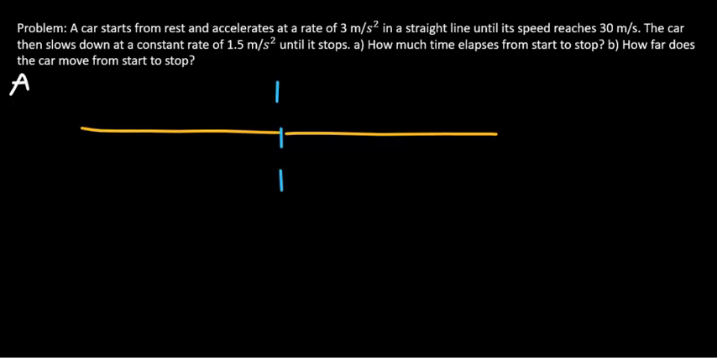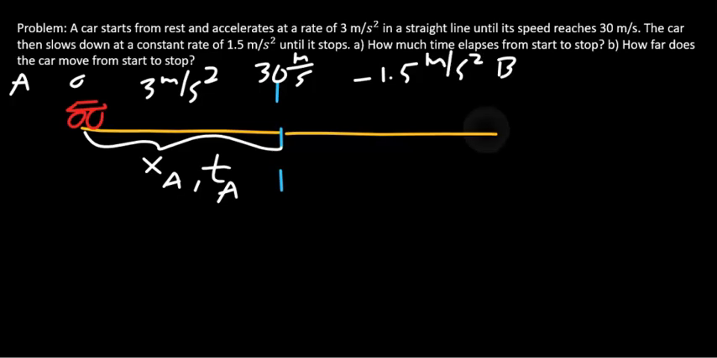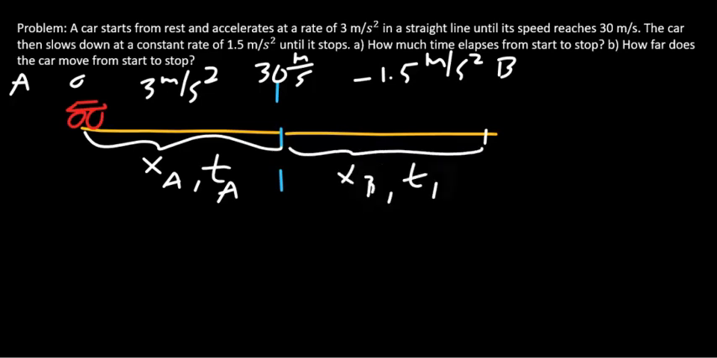So let's divide up the motion into A and B. In region A, it starts from rest and accelerates at 3 meters per second squared for some distance, let's call it xA, in time tA, until it reaches 30 meters per second. After that, it slows down with an acceleration of 1.5 meters per second squared, and it comes to a complete stop there. Let's assume the distance is xB, and that is achieved in time tB from that point. So the time that elapses from start to stop is tA plus tB.